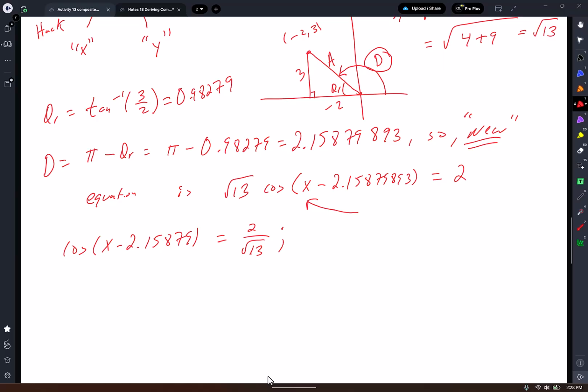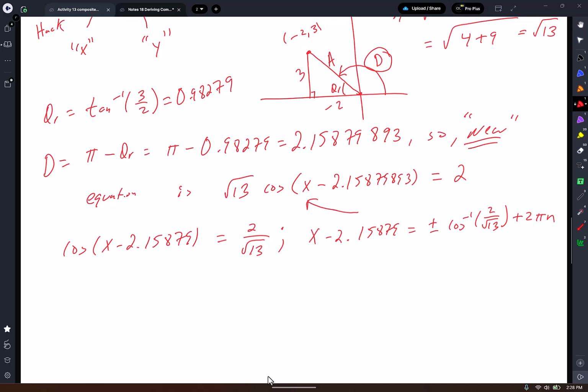Arc cosine. So I'm going to have x minus 2.15879 equals plus or minus arc cosine of 2 over square root of 13 plus 2 pi n. Do you guys remember when we used to do that all the time?